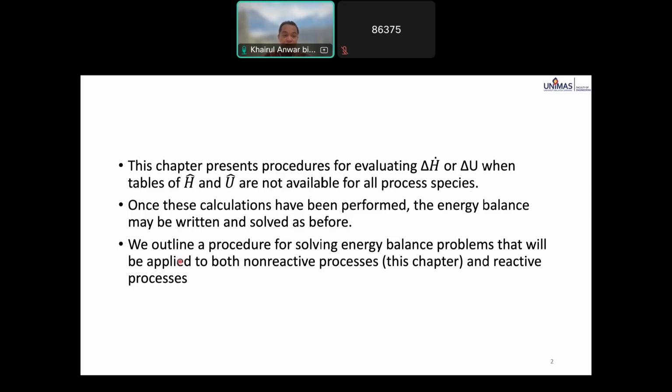So we outline the procedure for solving energy balance problems that will be applied to both non-reactive processes and reactive processes. But reactive processes and the transient processes, balance on transient processes, will be covered by Dr. Farhan.